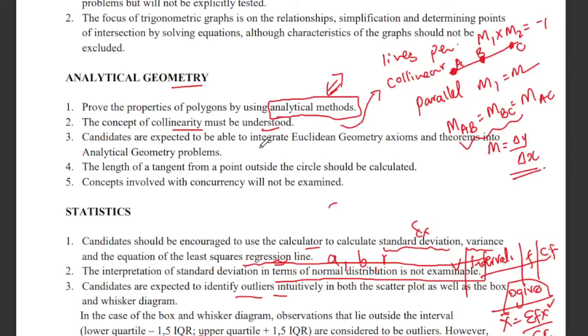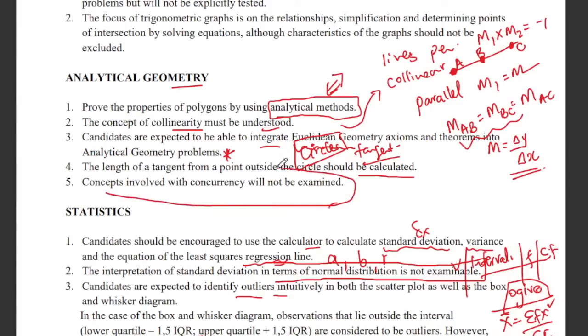Candidates are expected to be able to integrate the Euclidean geometry axioms as well as the theorems into analytical. So there are cases, let's say when you're talking about mostly circles, okay, and then they bring in issues to do with tangents. Circles and tangents, that is knowledge from Euclidean geometry. Apply the same properties. At times you can be given the two tangents and you know that tangents from a common point will be equal, or you can be given things that deal with the tan-chord theorem. We should remember that. Then the length of a tangent from a point outside of a circle should also be calculated. Okay, then concepts that deal with concurrency will not be examined.